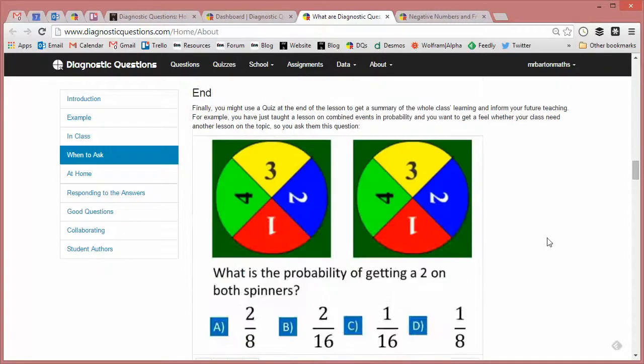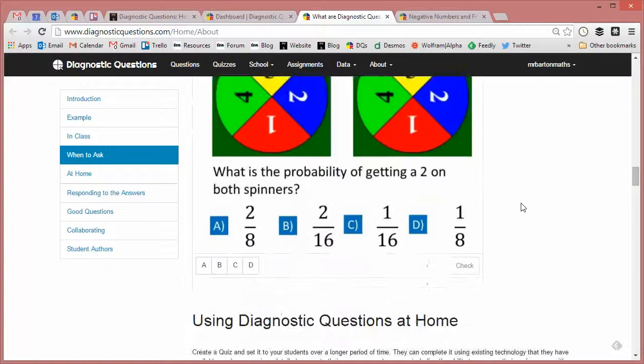Or I might use a diagnostic question at the end of a lesson, just to get a picture of the progress that my students have made throughout that lesson and inform my future teaching. So I might have been teaching a lesson on probability, and I'll just bang this question up at the board at the end, get in all the responses, and that will inform how I'm going to approach the next lesson and the series of lessons that follow that.